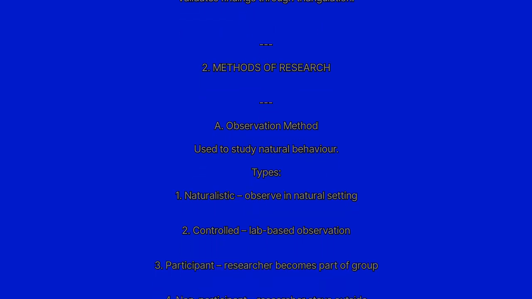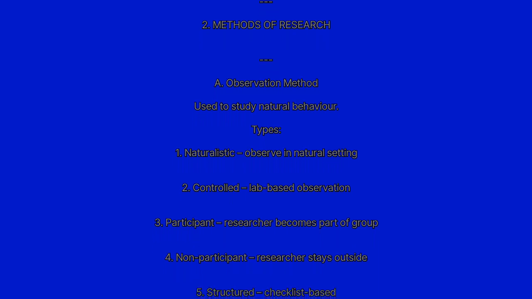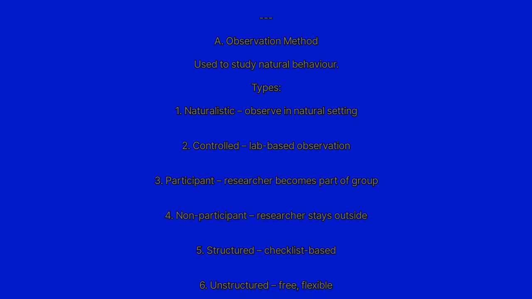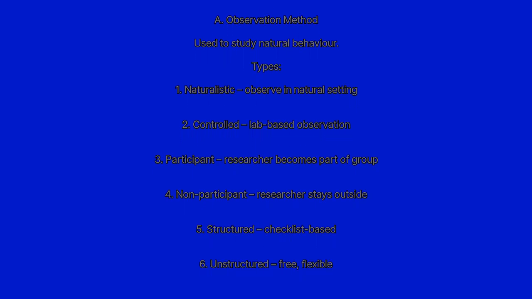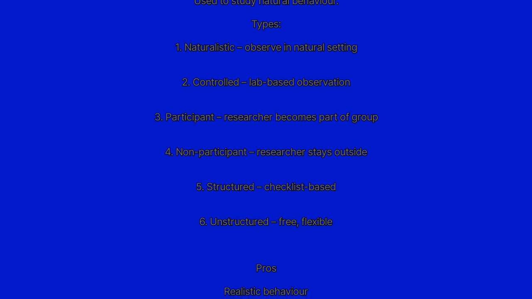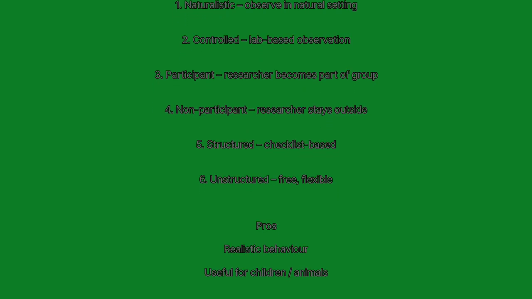Third is participant observation, where the researcher becomes part of the group, so the researcher becomes a participant. Fourth is non-participant, where the researcher stays outside the group of participants. Fifth is structured, checklist-based, systematic. Sixth is unstructured, free and flexible.